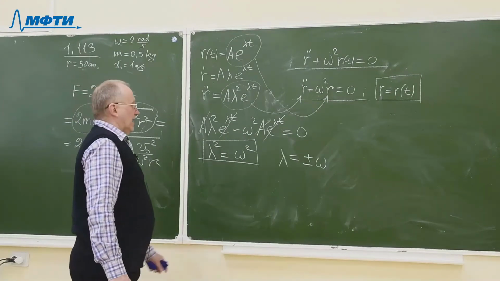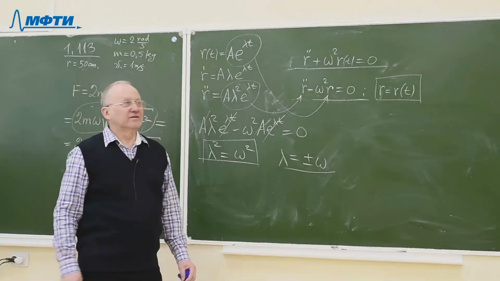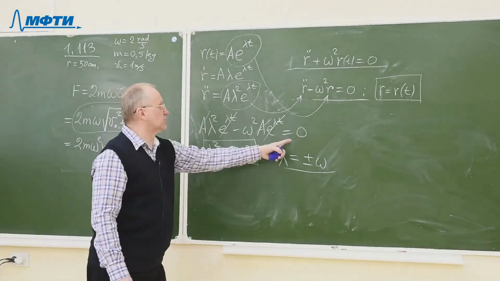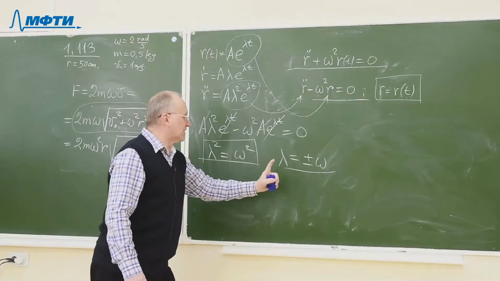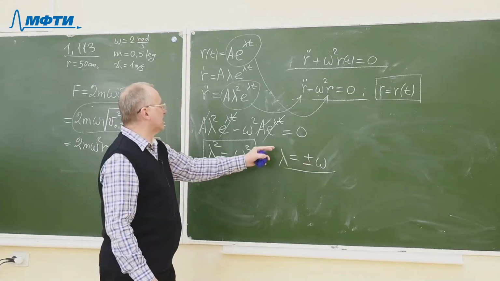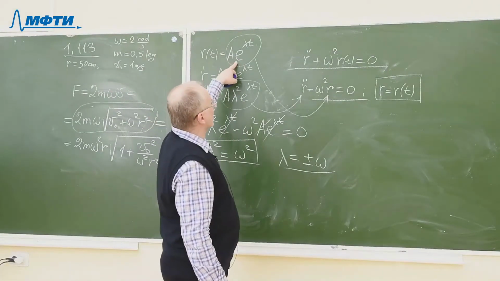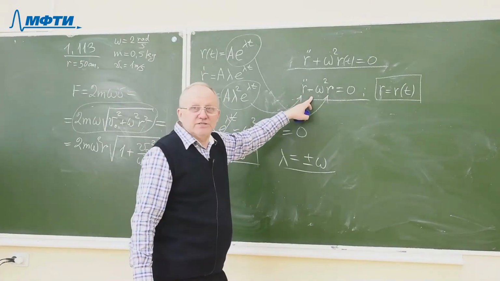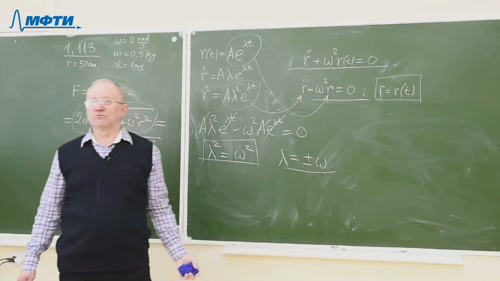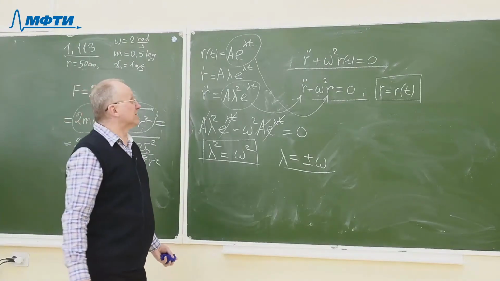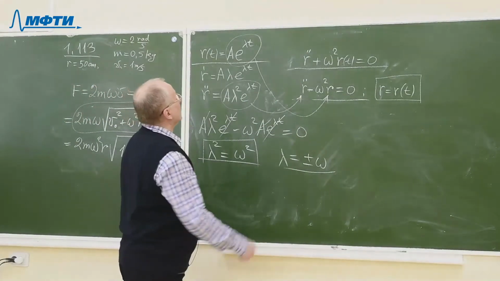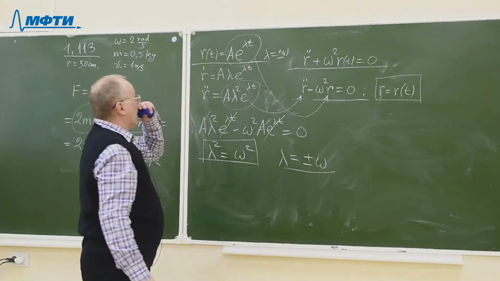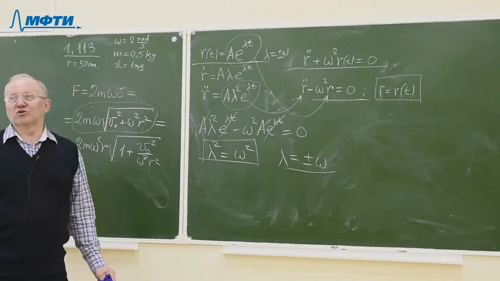So, under this condition, the formula which I have checked will certainly be a solution to the differential equation, because if lambda equals plus or minus omega, then after substituting this function into my differential equation, the equation becomes an identity, like 0 equals 0. So this function will be a solution if lambda equals plus omega or minus omega.